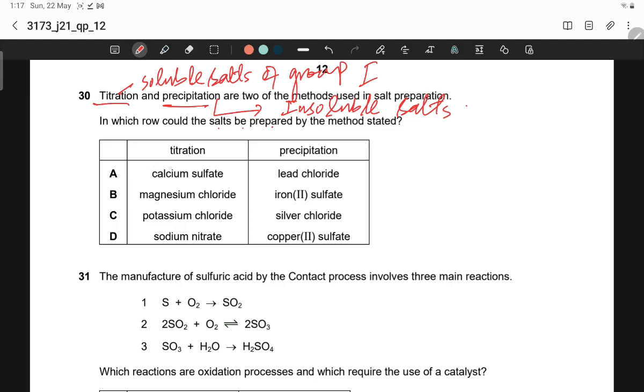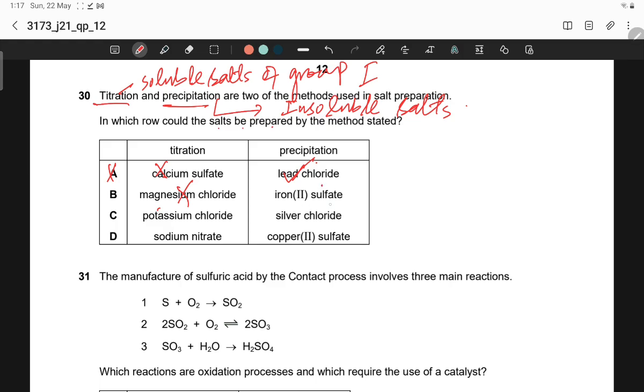Calcium sulfate is insoluble, cannot be produced by titration. Lead 2 chloride is also insoluble. It can be produced by precipitation. So this is incorrect. Magnesium chloride is a soluble salt which cannot be produced by titration because magnesium oxide is an insoluble compound. It can be produced by filtration and crystallization.